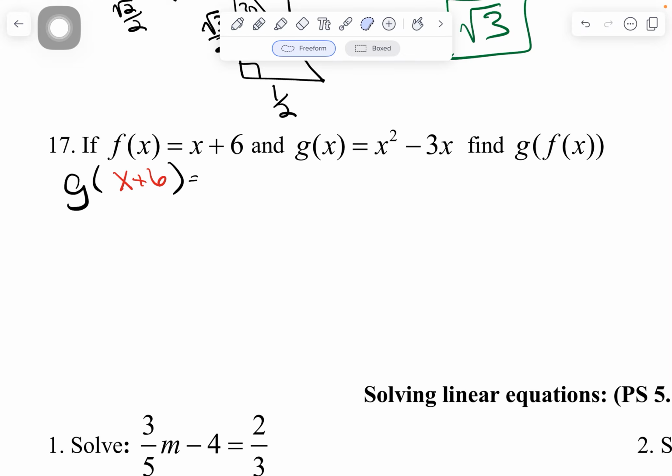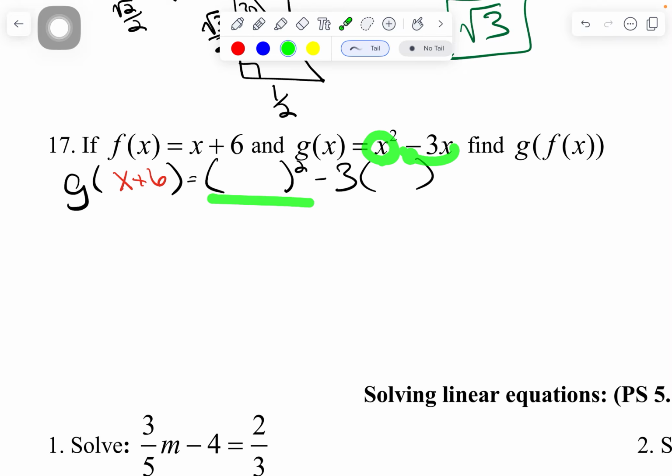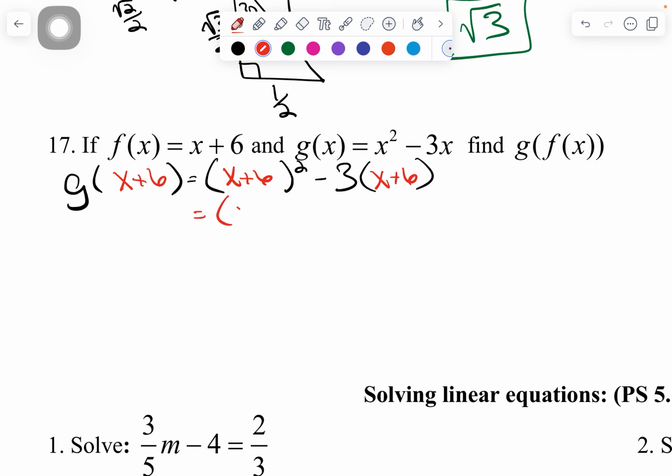There we go. So then in the g function, everywhere I have an x, this is my g function, I just left parentheses for the x's, so x squared minus 3x. Everywhere I have an x, I'm going to replace it with x plus 6. So the first part we're going to do x plus 6 squared, which means it is squared, but we're going to go ahead and actually multiply it out. And then minus, I'll distribute here, 3x, and then minus 18.